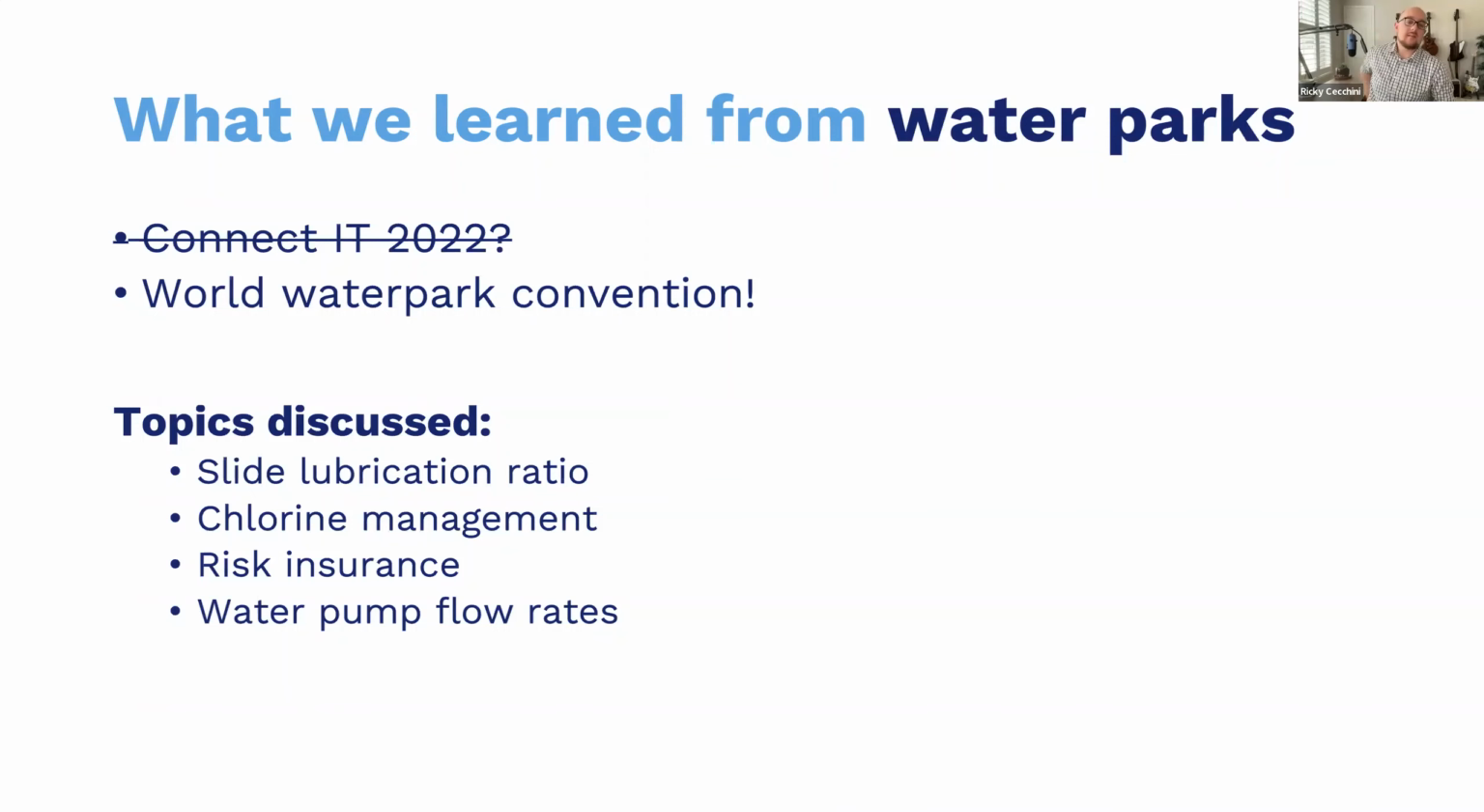What they were talking about was the slide lubrication ratio on slides to determine the speed of riders, so they can get more enjoyment out of not zipping down, not going too slow. Cool. Chlorine management is a huge deal because of the sheer amount of dirtiness in the waters in pools. Risk insurance, obviously, people breaking their bones, scratching themselves, getting infections. That's really crazy. Water pump flow rates, that was another big topic about conservation. The other big one was Dippin' Dots. Dippin' Dots is super big at water parks.